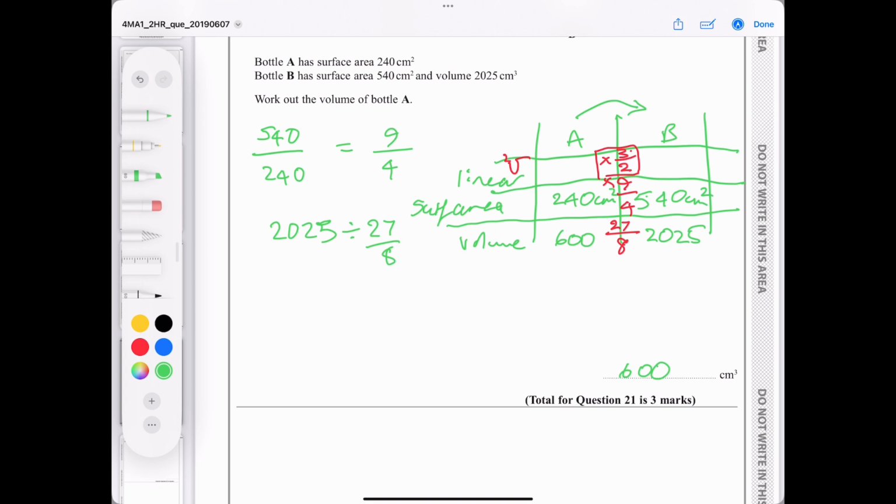And what I want you to do for this is always just make a little table. So you do linear, which is the height or the width. You do surface area, which is the outside, but that's going to be the square of that. And then we do volume, which is the cube of whatever the linear is. And you can use that as your scale factor as you go up. Right, that's me done.